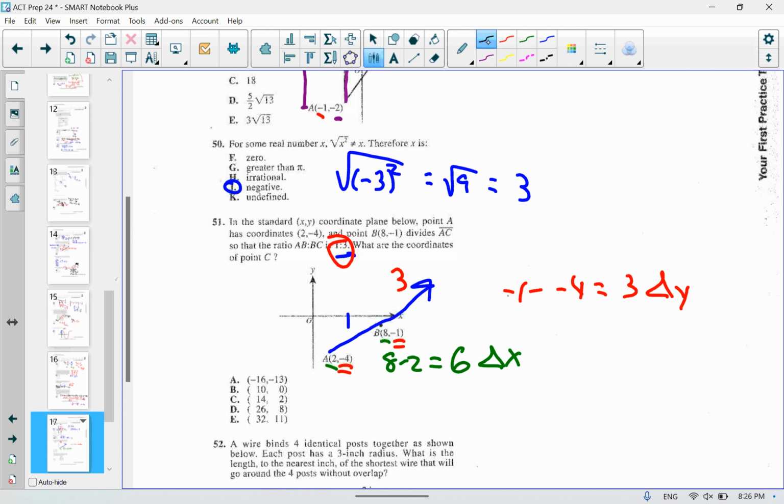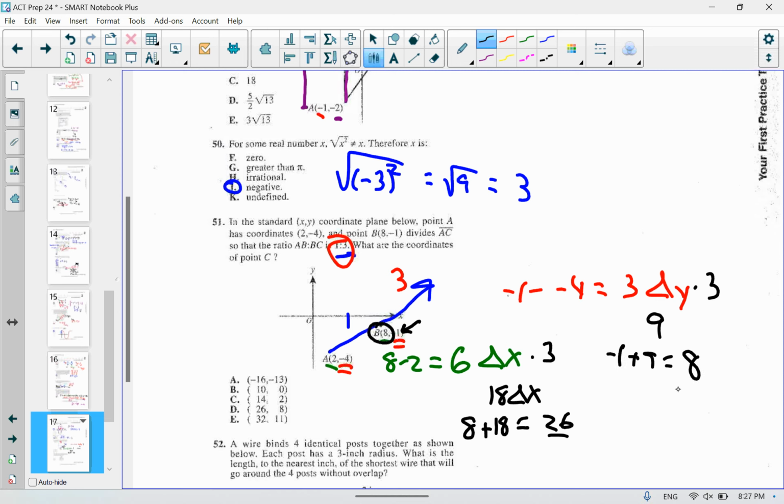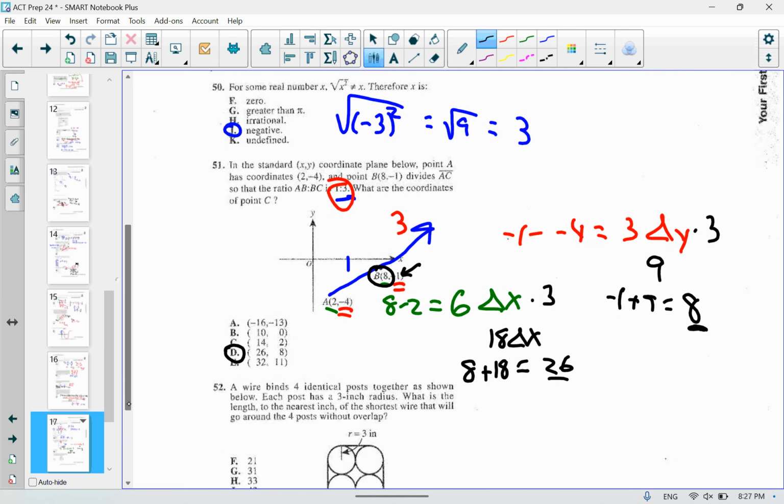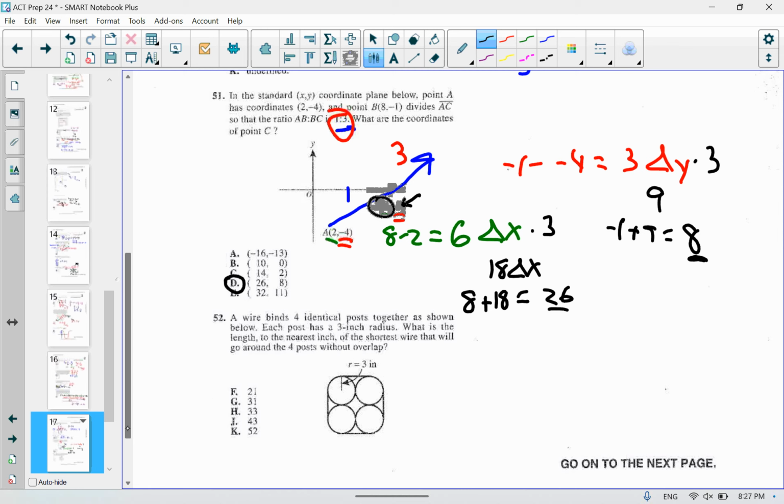This 3 means that I have to multiply both of these dimension changes by 3. So I'm going to get a change of 18 in the x direction from 8. So 8 plus 18 means my new x coordinate is going to be 26. 3 times 3 over here is 9. I get 9 plus -1. My new y coordinate is going to be 8. That's why my answer is D, 26, 8.